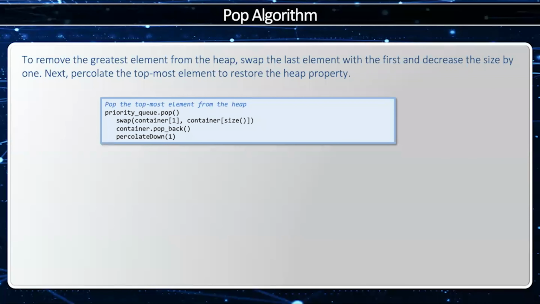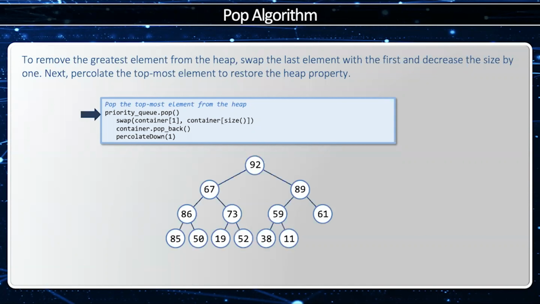The algorithm for pop works as follows. First, we swap the topmost element with the end element, and then we remove that end element, and then we percolate down from the root. So if I have a heap that looks like this, when I pop, I only pop the root element. So I'm going to swap 92 with 11, and then I'm going to remove 92.